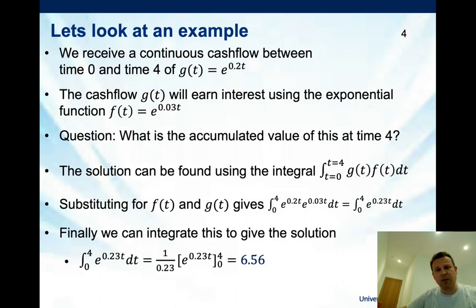And there we go. We integrate that, and you can see that the initial integral is integrated to give 1 over 0.23, and then we evaluate between 4 and 0, i.e. the square brackets, and then the solution comes out at 6.56, 6.6, something like that.